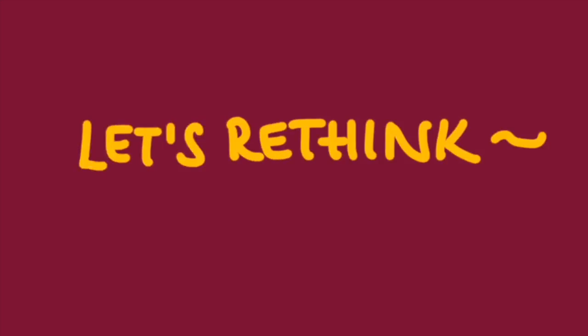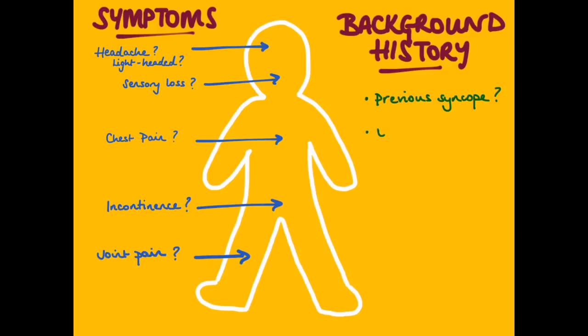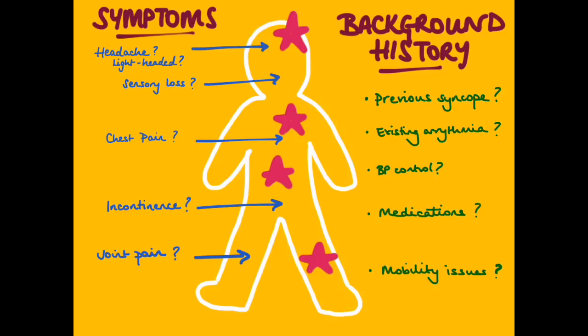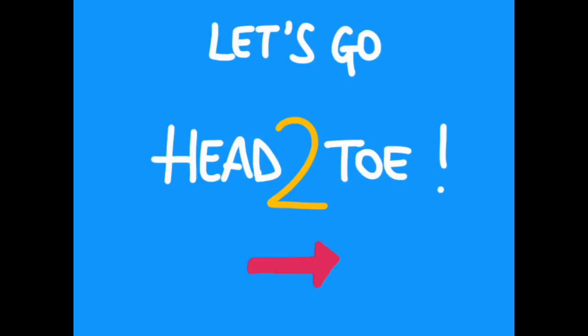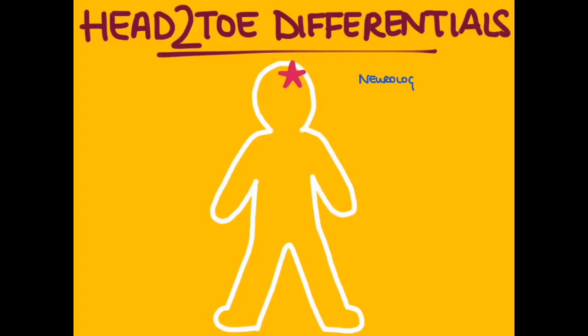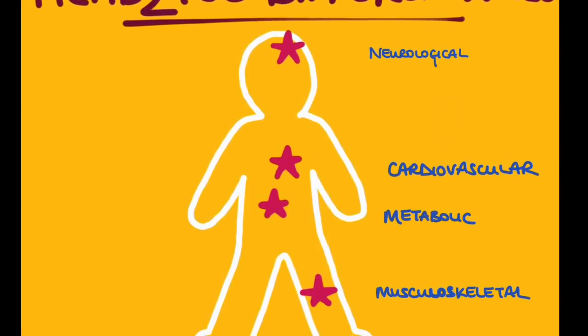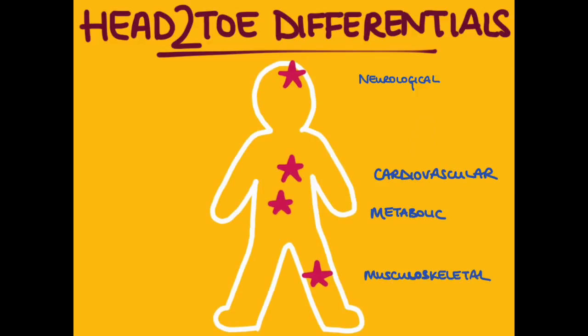Let's go back to the patient now and have a think about what it all means for us. All of your questions can be considered in the format of symptoms integrated with the background history. We might have touched upon all of these factors from top to bottom. So let's go head to toe. Your head to toe differentials can be grouped into these categories: neurological, cardiovascular, metabolic and musculoskeletal. So let's start exploring.